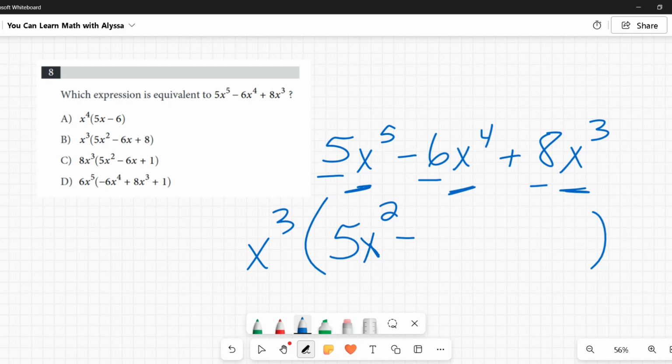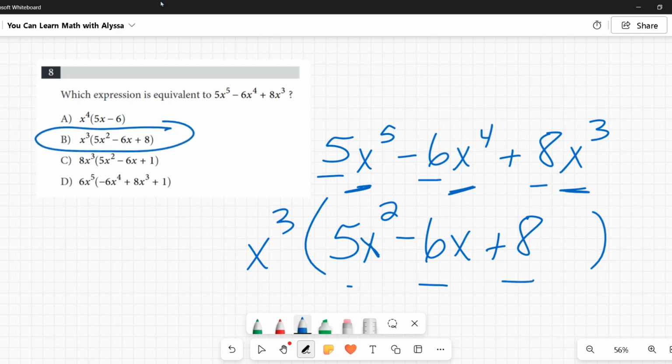Then we have 6x to the 4th. That -6 just stays there. 4 minus 3, subtracting those exponents, just leaves us 1. And then with the 8, we took out the x cubed, so there's no x's left. So our answer then is x cubed times 5x squared minus 6x plus 8. And sure enough, that is there. That is B. That's our answer.